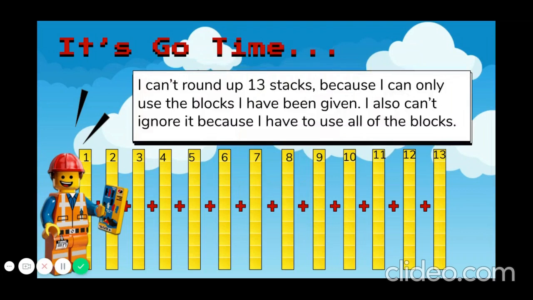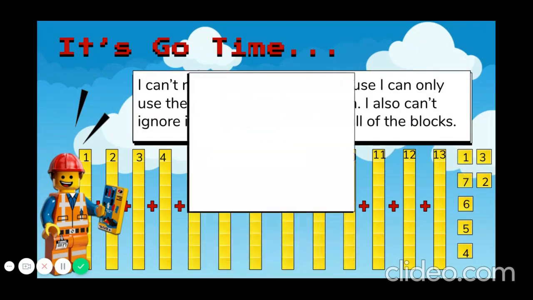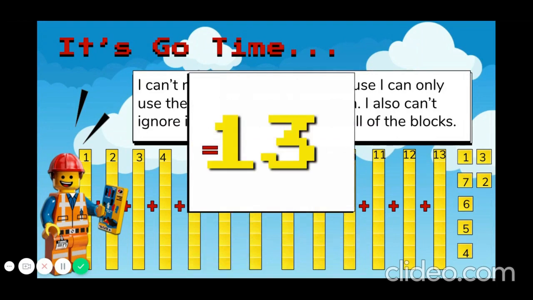We can't round up the 13 stacks because we don't have any more blocks, but we also can't ignore those extra blocks because the problem told us that we have to use all of them. So all of these 7 blocks are just going to have to be further divided. So each of these shelves is actually going to be 13 and then some Legos or blocks.